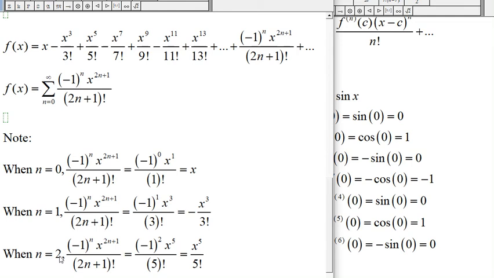And then when n is 2, we get negative 1 to the second, and then this will be 5, so it will be x to the fifth, and dividing by 5 factorial. And so negative 1 to the second is positive 1, so we get x to the fifth dividing by 5 factorial. So these are the first 3 terms of the expansion right here. So it's x minus x to the third dividing by 3 factorial, x to the fifth. So we know that this nth term formula works. And therefore this is called the Taylor series expansion for sine of x.